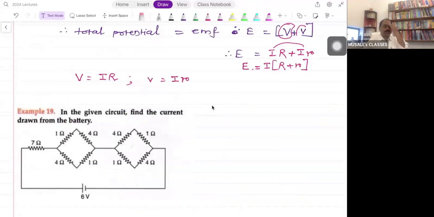Question number 19. Keep your camera on.